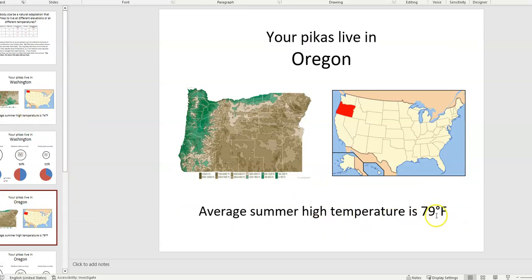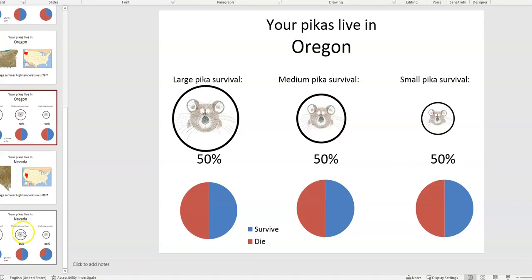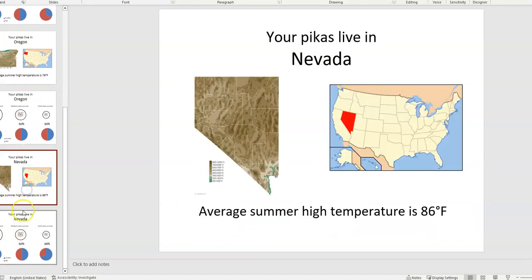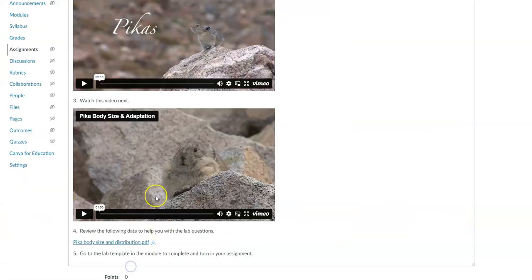In Oregon, the average temperature goes up, and you can see the switch. We're switching from large pikas dominating to a pretty equal distribution of large, medium, and small pika survival. If we increase the temperature even more by going to Nevada, where the average summer temperature is 86, there is now an advantage to the small pika survival over the large pika. Okay, so that's some of the information that you're going to need to do your lab.